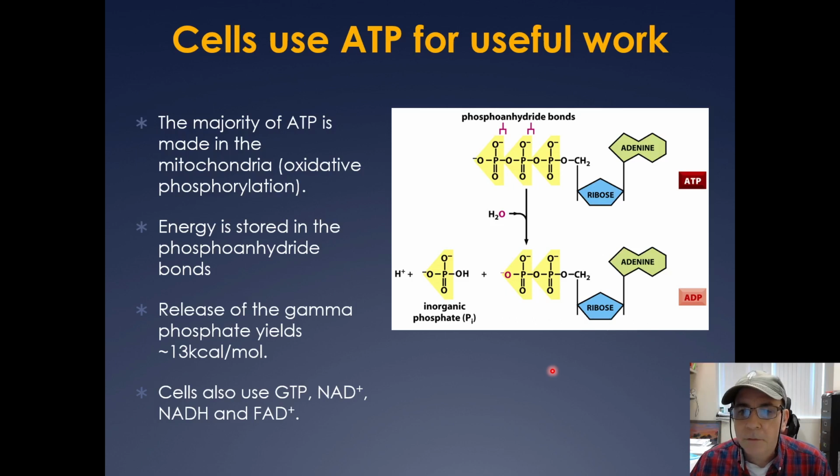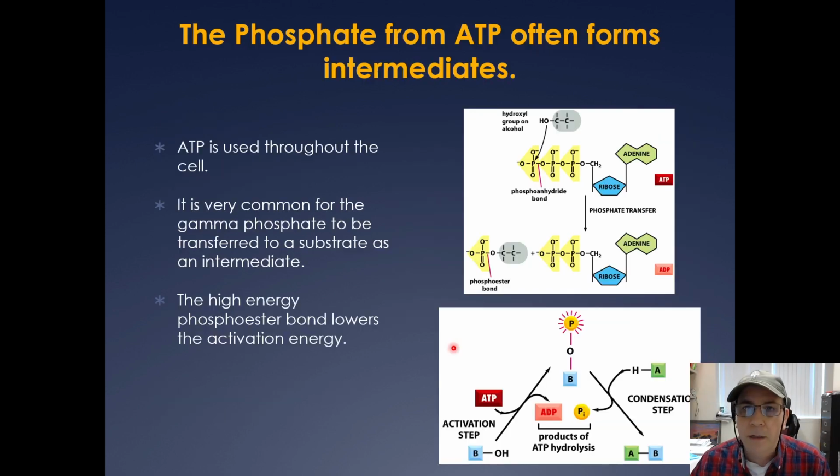This phosphate can be used in certain chemical reactions to assist in catalysis, and it forms intermediates. The phosphate from ATP can form these intermediates, and ATP is used throughout the cell. You have your phosphoanhydride bond, which is high energy, and that can be added to a substrate. It's very common for the gamma phosphate to be transferred to a substrate as an intermediate.